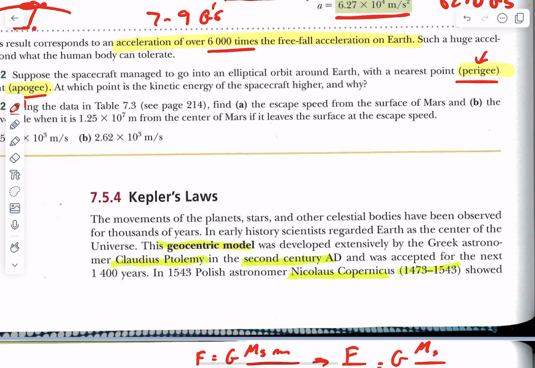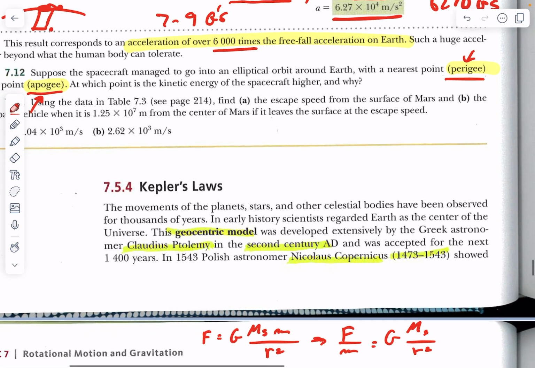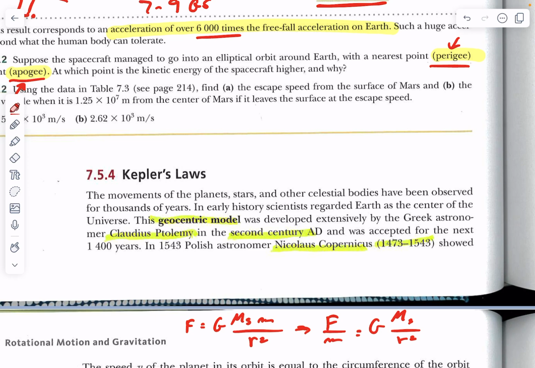Now, this is some very interesting history. And it goes back all the way to the time of the Greeks with the Ptolemy geocentric model. Now, geocentric means, geo means earth, centric means in the middle. It was believed that the earth was at the center of the universe. And that idea, based on Greek astronomy, held sway for 1,400 years.